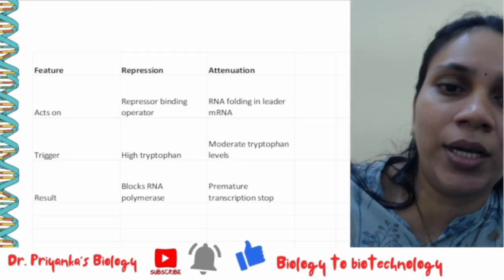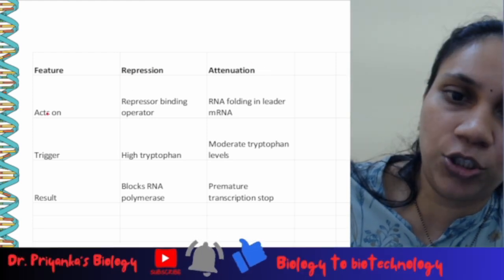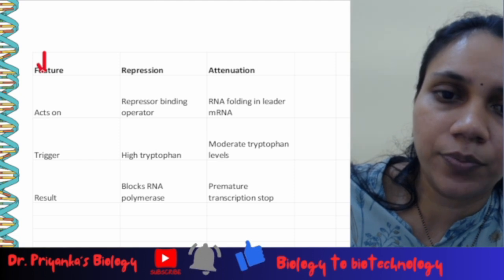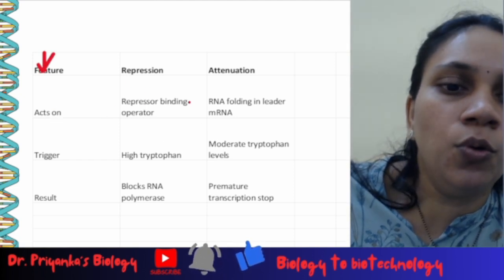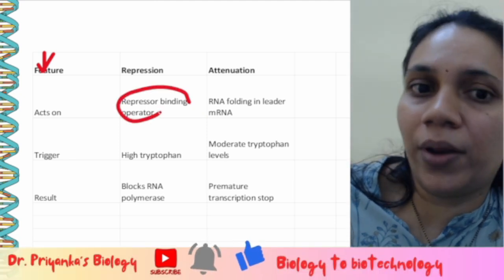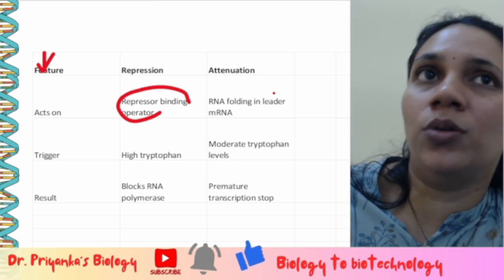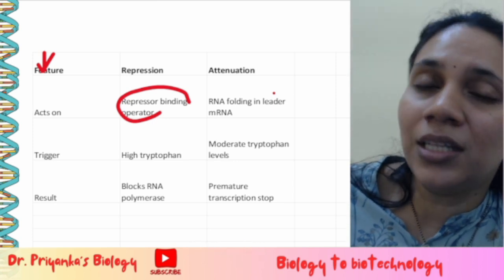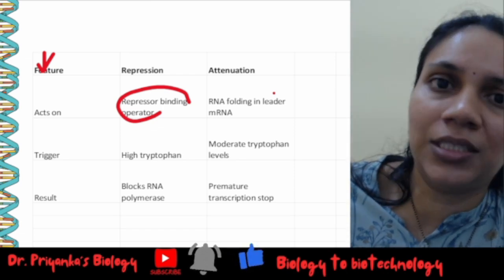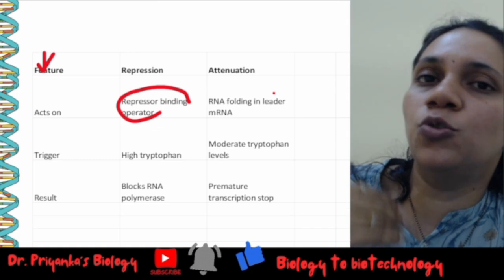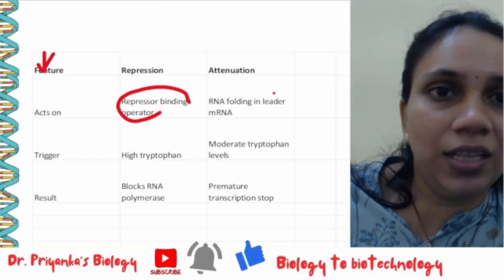Now let us quickly see a comparison between repression and attenuation. These are the features. In repression, the repressor is going to bind to the operator, and in attenuation, the folding of RNA in the leader sequence is going to take the decision. The trigger in case of repression is the presence of high tryptophan. That means it knows tryptophan is high, there is no need of the trp operon. And in case of attenuation, there are moderate tryptophan levels.